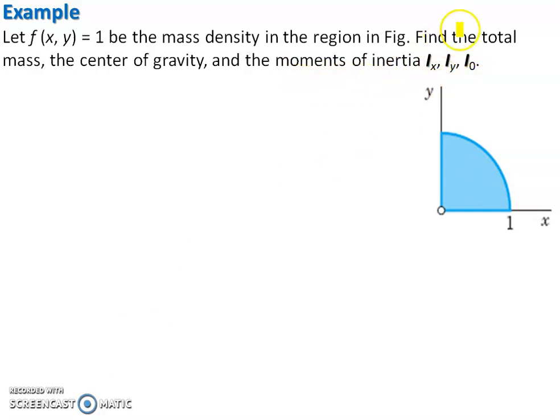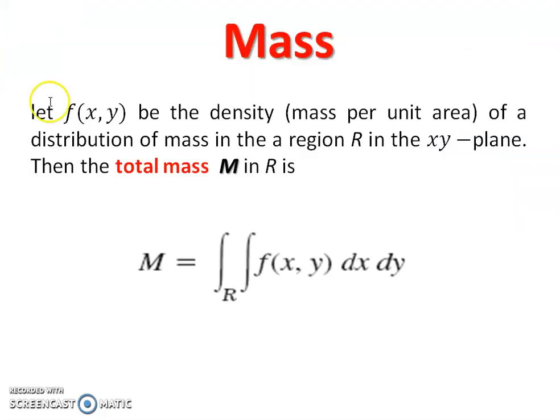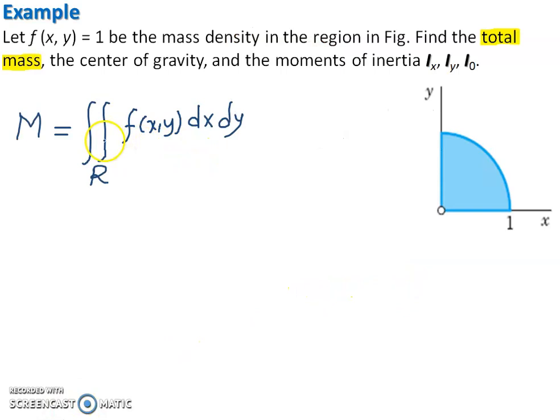We're going to start first with the total mass. To find the total mass m, the rule is mass equals the double integration over a region R of f(x,y) dx dy. So this is the rule of total mass. The value of f(x,y) is given as 1, so we substitute 1 here. This integration will be the double integral over the region R dx dy.